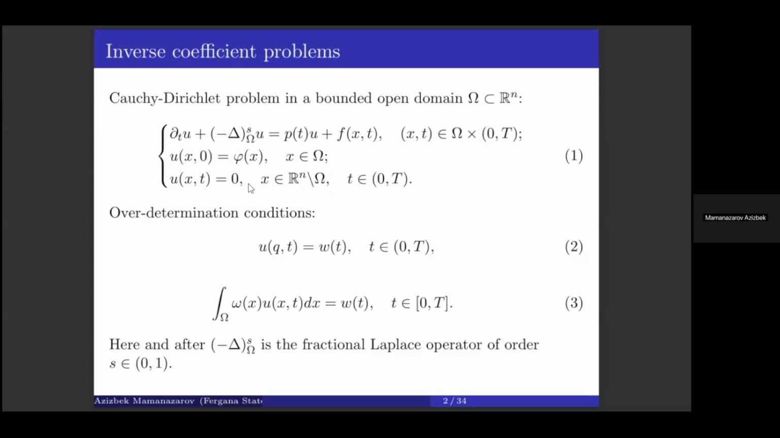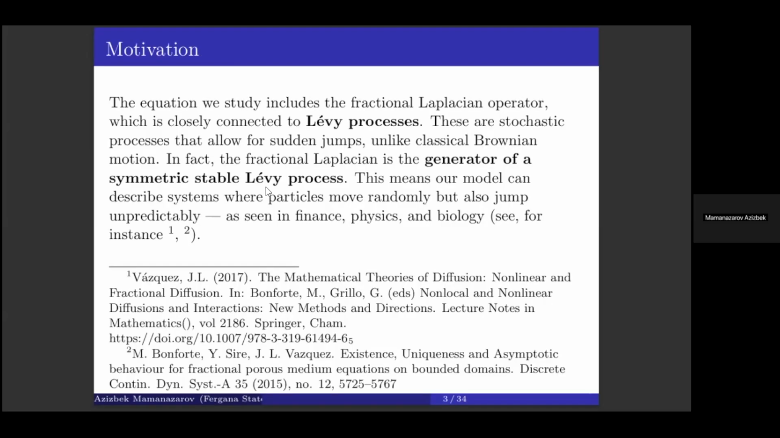And our aim is to recover the coefficient p of t of this problem using the following types of over-determination conditions, the conditions 2 and 3. I will explain in detail later. Now, before formulating our problem, I need to recall some properties of fractional Sobolev spaces, some properties of the fractional Laplacian spectral problem, and so on. So this is the motivation part of our work.